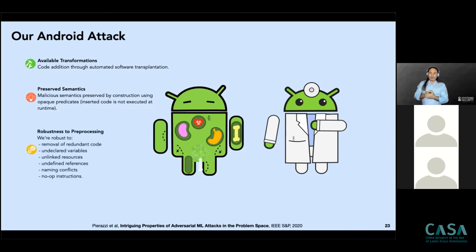We provide robustness to pre-processing and plausibility at the same time, because as mentioned earlier, we don't introduce disconnected APIs or disconnected transformations. We transplant a realistic piece of code that comes from a corpus of benign software.